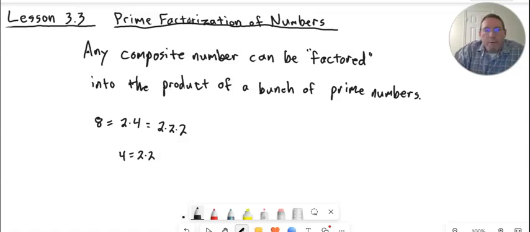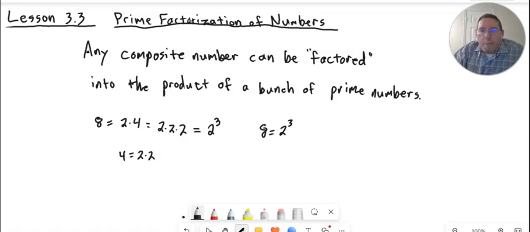Now, I want to remind you, in the world of math, when we multiply a bunch of numbers that are the same, we use exponents as a shortcut. So 2 times 2 times 2 is the same thing as 2 to the third power. And so 8 is the same thing as 2 to the third power. That is the prime factorization of 8.